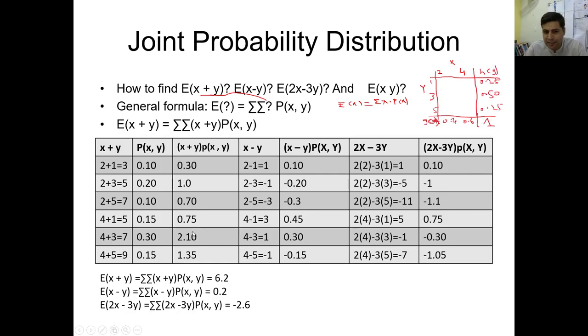Now they are asking to calculate the mean. If it was a single variable, the mean would be E(X), the summation of x times p(x). Now we need to calculate this for X plus Y, so now we change this.